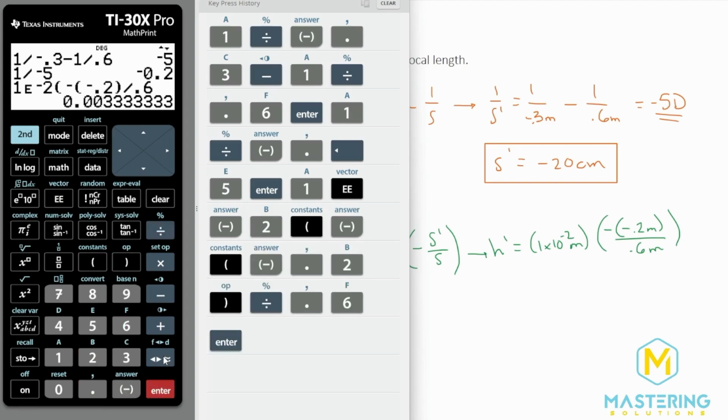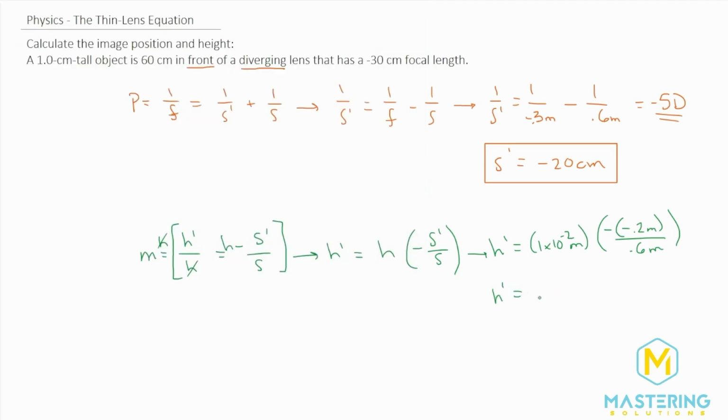So we have 0.0033. The 10 to the negative 2 puts us in centimeters. So the height of the image is a positive 0.33 centimeters. Since this is positive, that tells us it's upright. And since the image distance is negative, that tells us that it is virtual. So we have a virtual upright image that's 20 centimeters on the same side as the object. And it is 0.33 centimeters tall, meaning that since we have a diverging lens, it was minified, which is what diverging lenses do. They make things smaller.